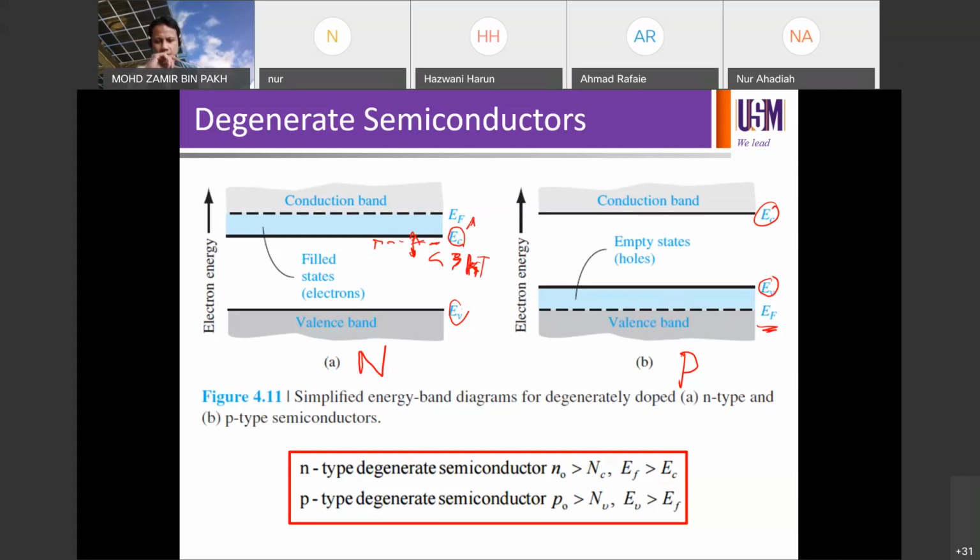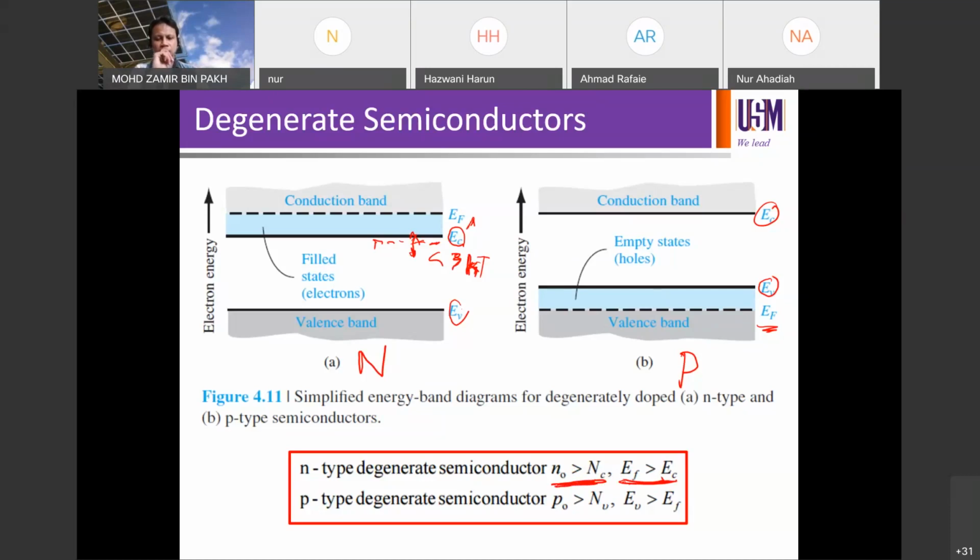So for an n-type degenerate semiconductor, when your n naught is more than NC, as a result your EF will be higher than EC. When n naught is higher than NC, that means your EF is higher than EC.